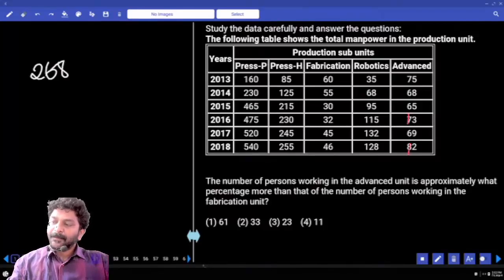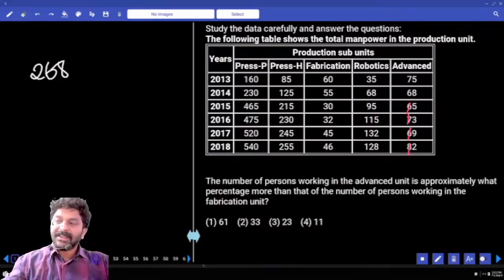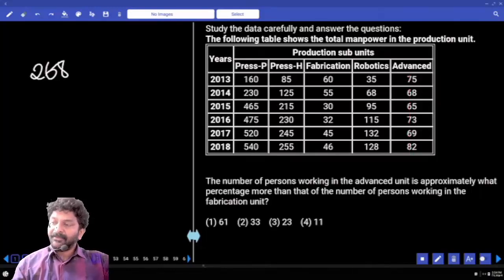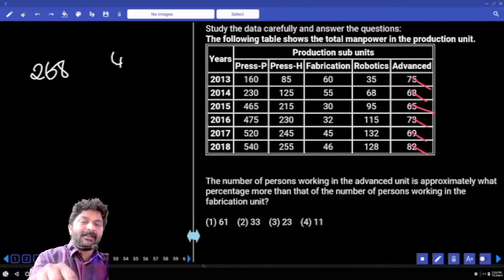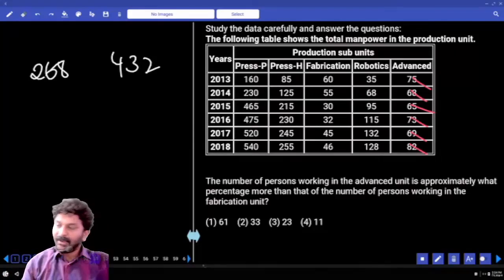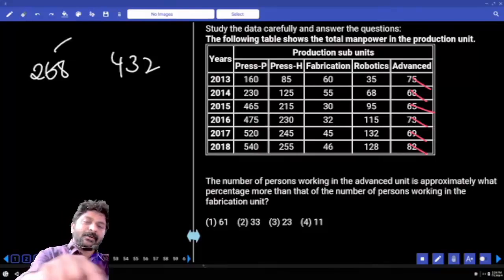70, 80, 150, 150, 60, 210, 210 plus 60, 270, 270 plus 60, 330, 330 plus 70, 400. Round figure. Next, 5 plus 5, 10 plus 8, 18 plus 2, 20, 29, 32. So total 432. So now it is about what percentage more?